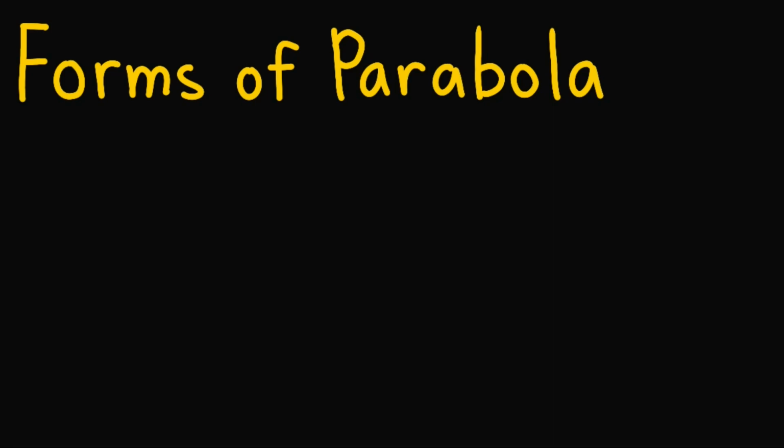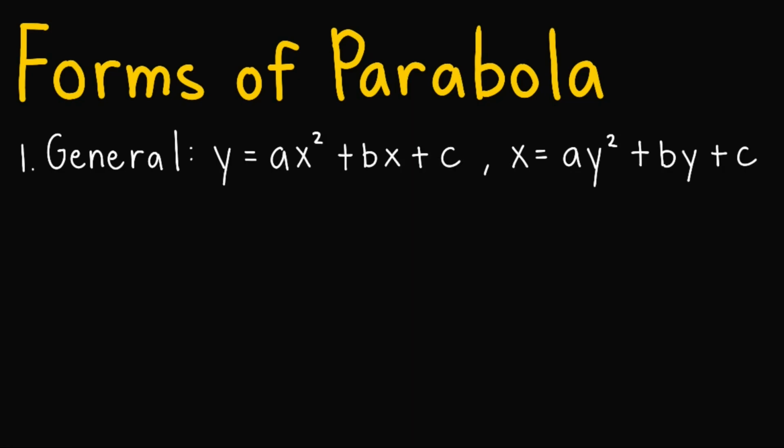The most basic one is the general form, which is given by y equals ax squared plus bx plus c, or in horizontal orientation, it's given by x equals ay squared plus by plus c. So how did we obtain this?